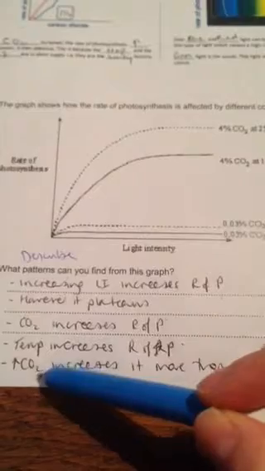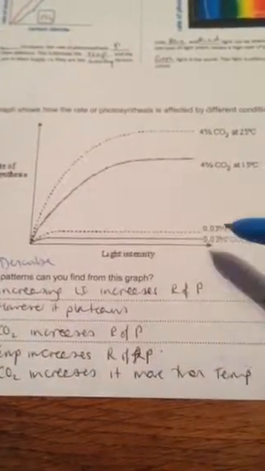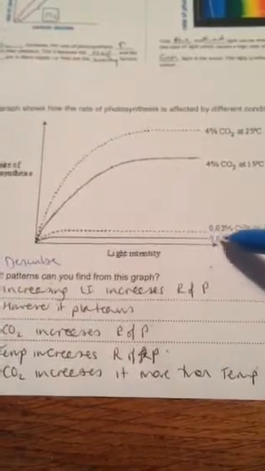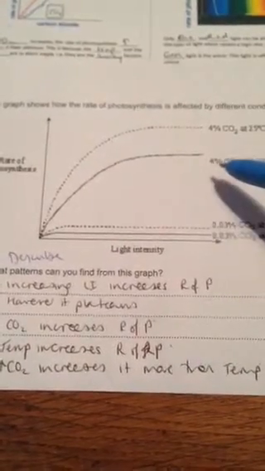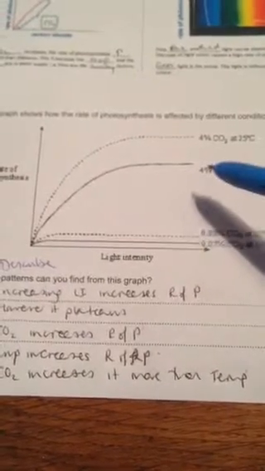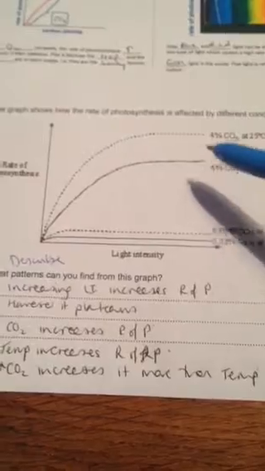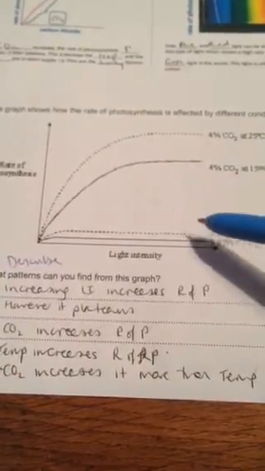However, look, this is the 5th mark, which is trickier. Increase in CO2 increases it more than temperature. So when it goes from 0.03% CO2 to 4%, even if you look at the same temperature, like 15, there's a big jump up there. There's not such a big jump up when you increase the temperature. So from there to there. Okay? How useful is this?